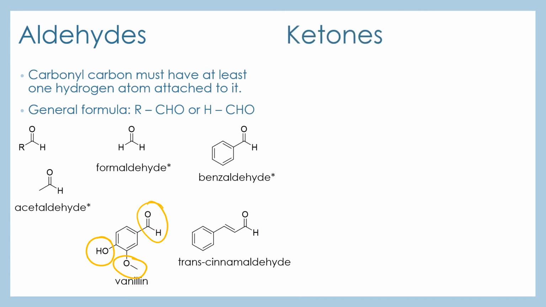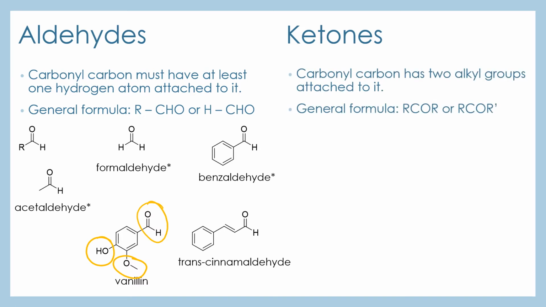Now, ketones are very similar to aldehydes. The carbonyl carbon has to have 2 alkyl groups attached to it. The general formula for a ketone is RCOR or RCOR prime. So for example, you have your carbonyl, and on either side you have an alkyl group. It just has to be carbons, cannot be a hydrogen or another heteroatom. Has to be carbons. So this is the smallest possible ketone. This is acetone.